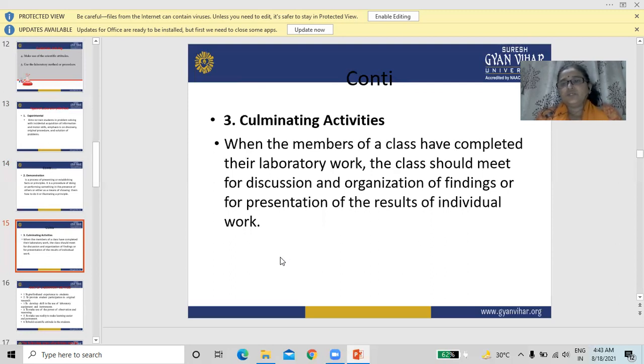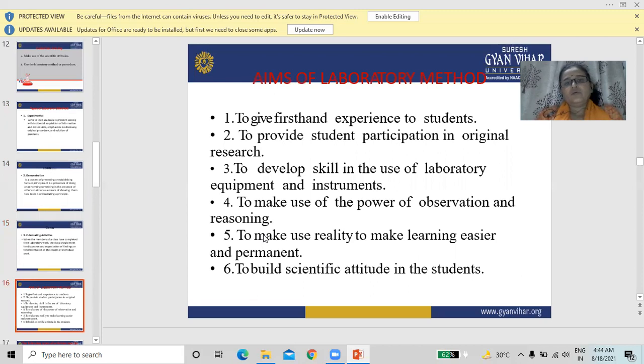So these are the three types of laboratory work: experimental types of laboratory work, demonstration types of laboratory work, and cumulating activities types of laboratory work. Now we will discuss aims of laboratory method. What is the aim of laboratory method? We will discuss 6 aims of laboratory method.